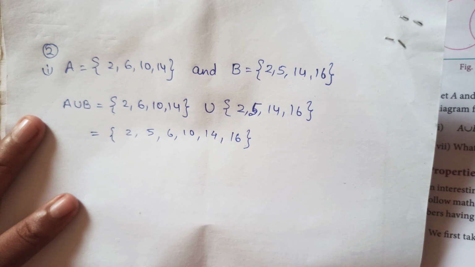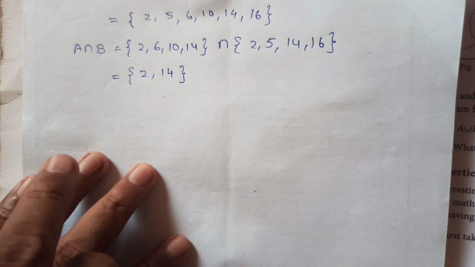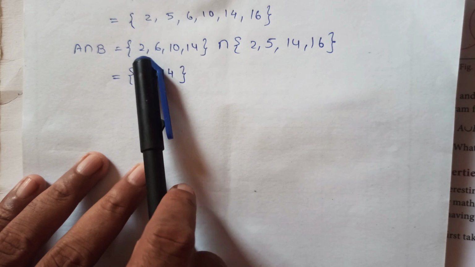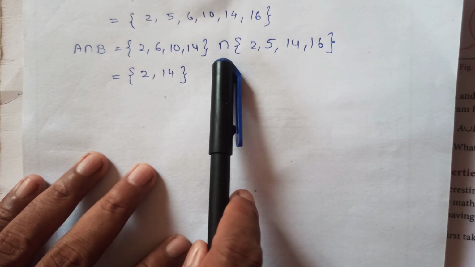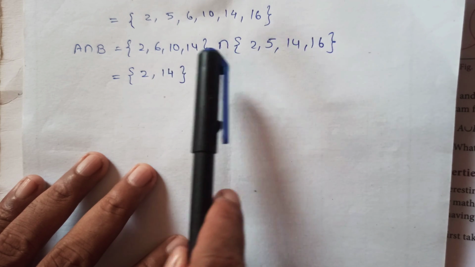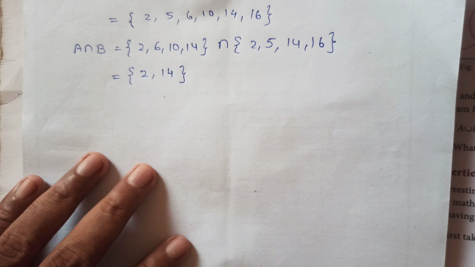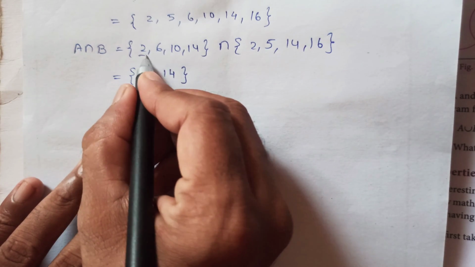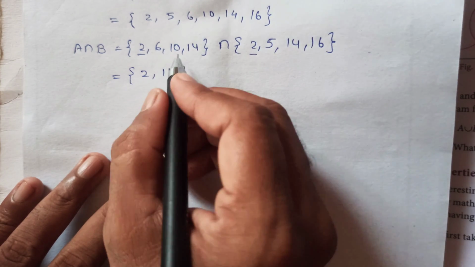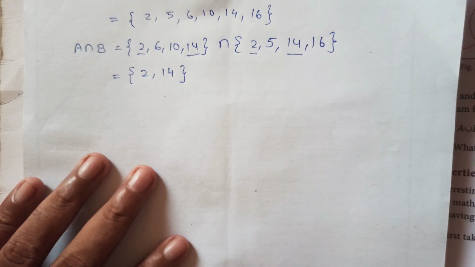Next we come to A intersection B. For A intersection B, you can see that we write set A intersection set B. So 2 is common in both and 14 is common in both. So it becomes 2 comma 14, and A intersection B is completed. You can even underline the elements that are common in both, so it is easy for you to write.